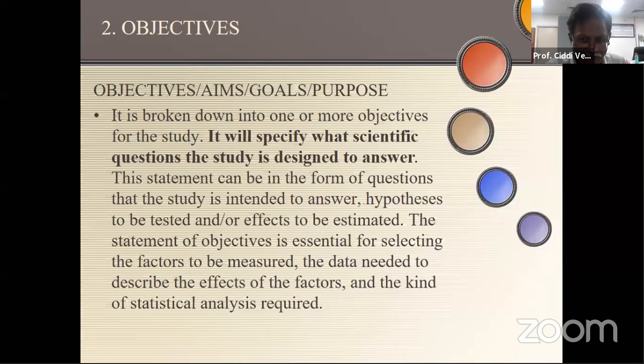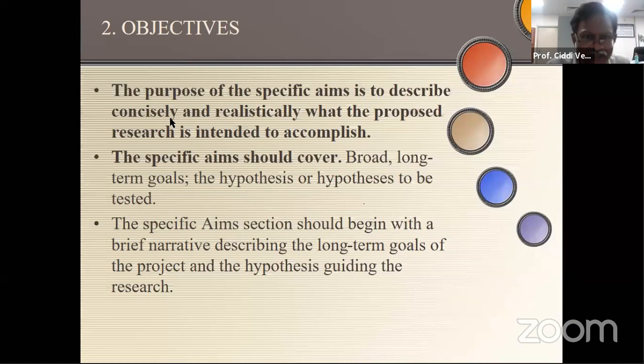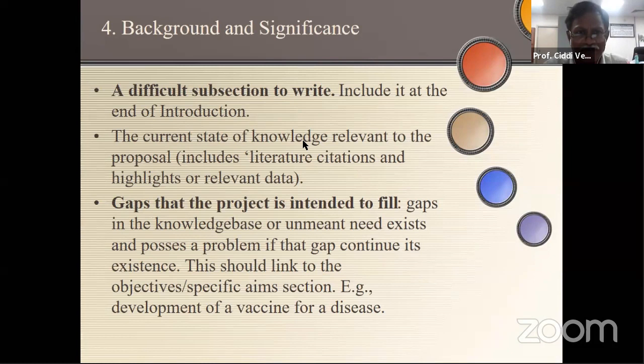Now, the specific aims describe concisely and realistically what the proposed research is intended to accomplish. The specific aim should cover broad, long-term goals and the hypothesis to be tested. The specific aim section should begin with a narrative describing the long-term goals of the project and the hypothesis guiding the research.